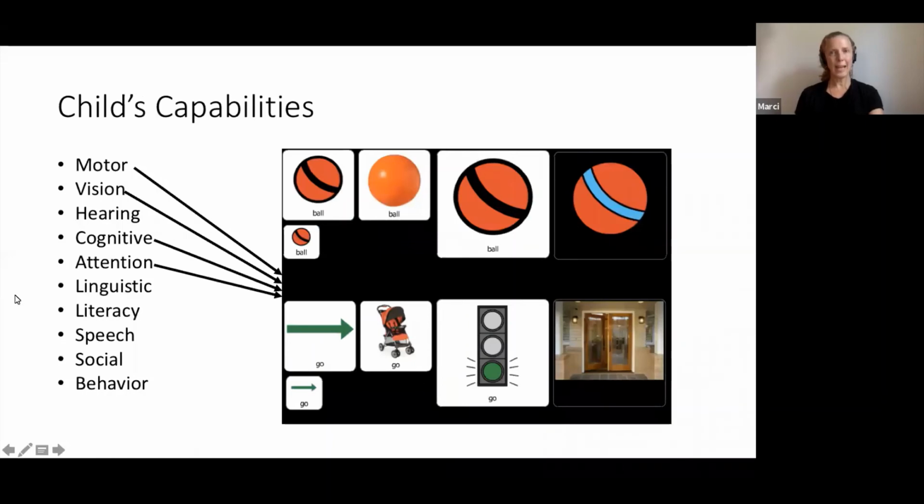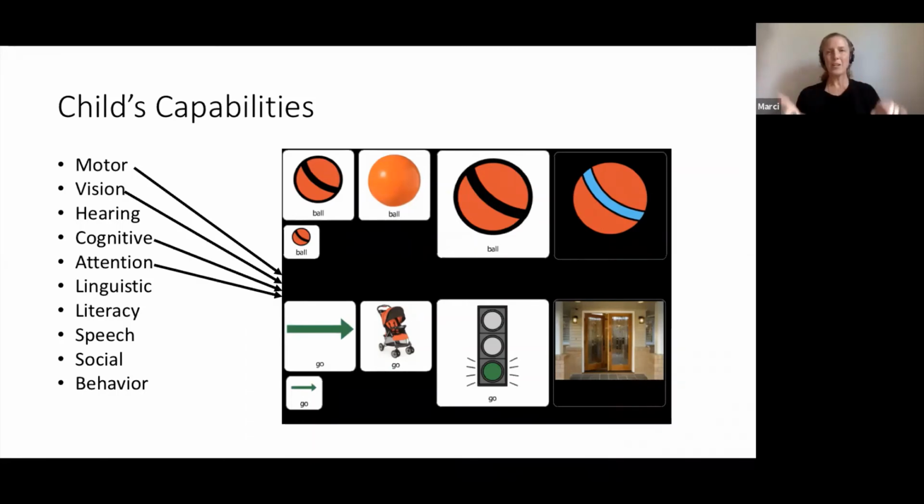Okay, we're going to get into a child's capabilities. We look at motor, we look at vision, hearing, cognition, attention. We're looking at their language, their linguistic factors, if there's literacy or emergent literacy, what's happening with their speech, how they're relating socially, and what kind of behaviors they're bringing to the table. I did this talk a couple weeks ago, and I was asked to show a slide that shows the difference for vision.